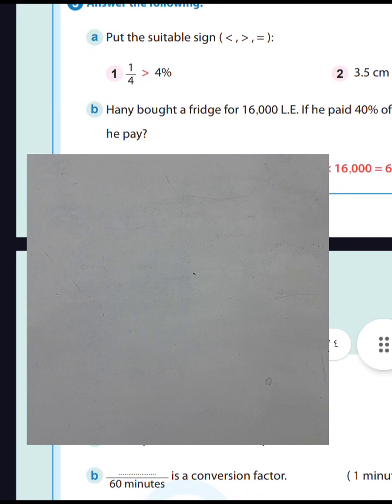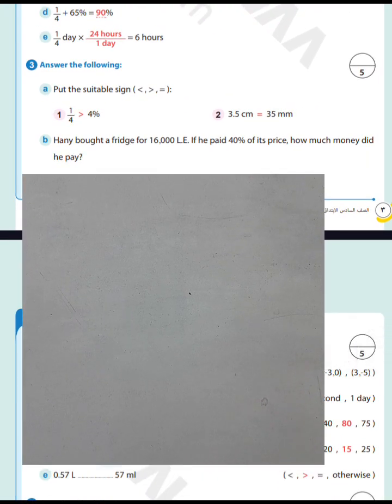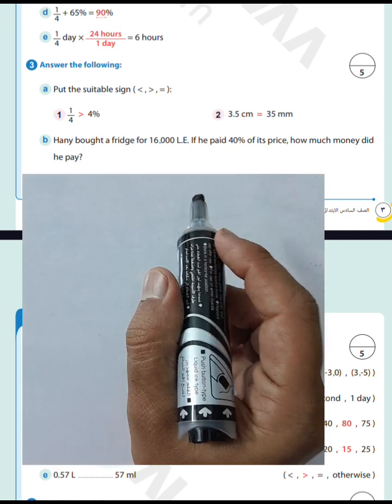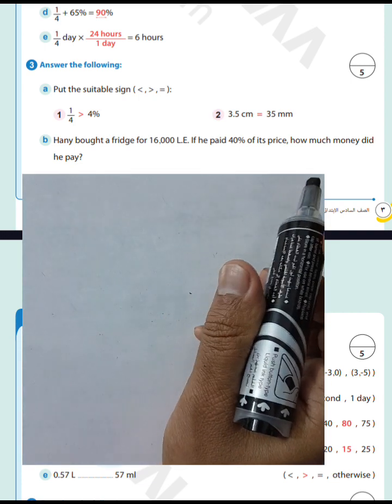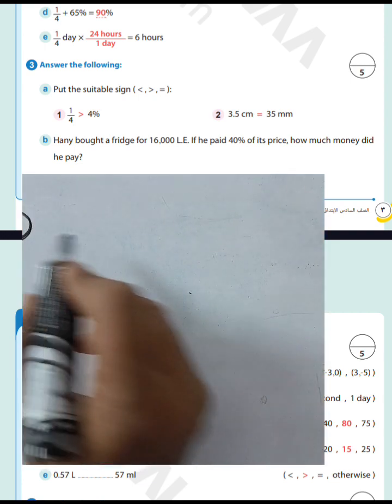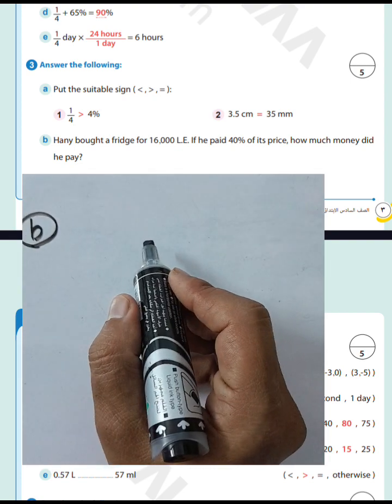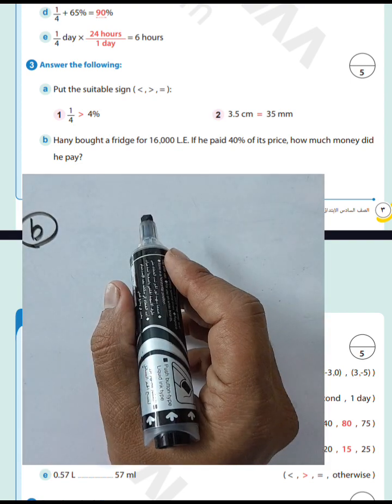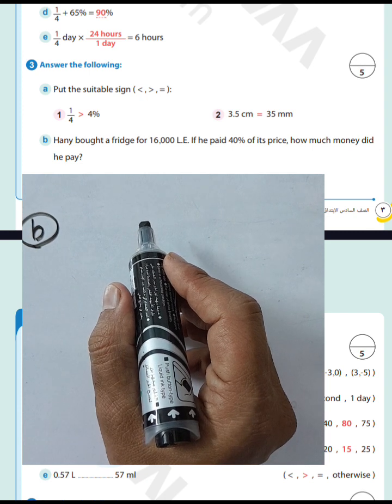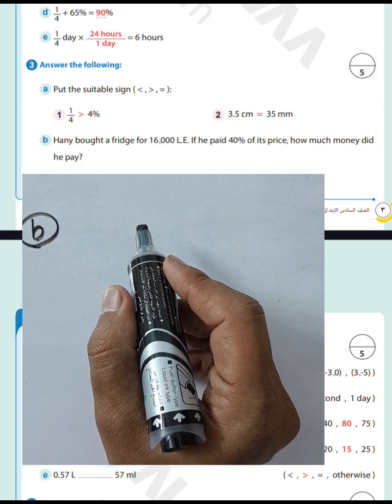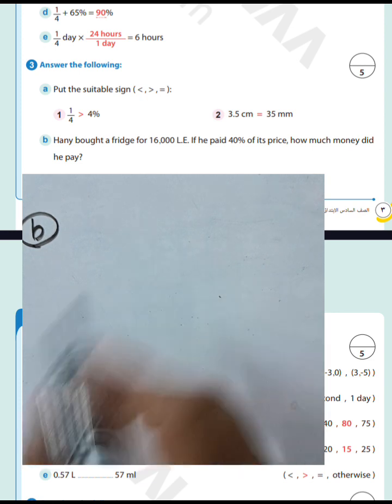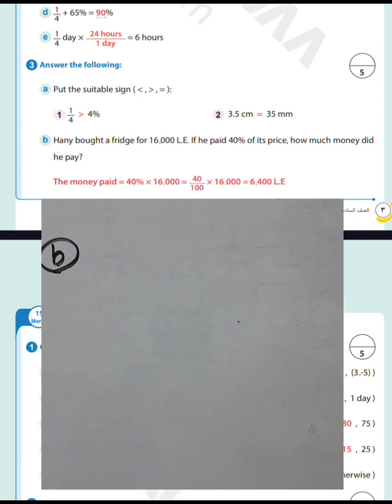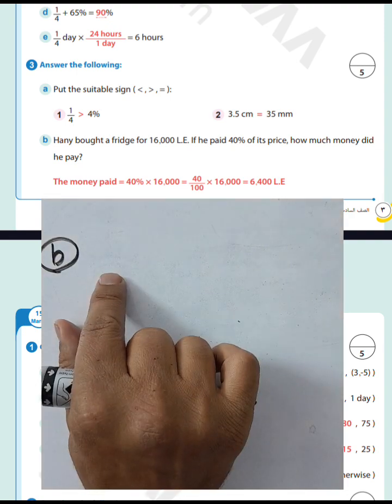Next example. Hani bought a fridge for 16,000 lira. He paid 40% of the price. How much money did he pay? We can write as the first step the percentage 40 over 100 product by 16,000, because it says he paid 40% of the price. He wants to find how much money he paid. Write 40%, meaning 40 over 100 product by 16,000.